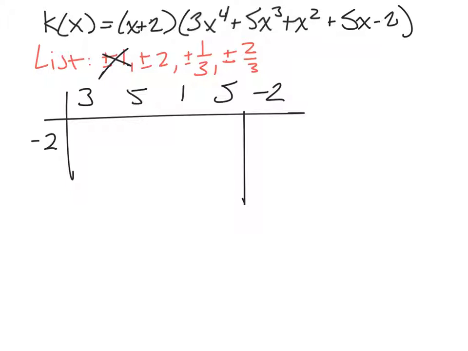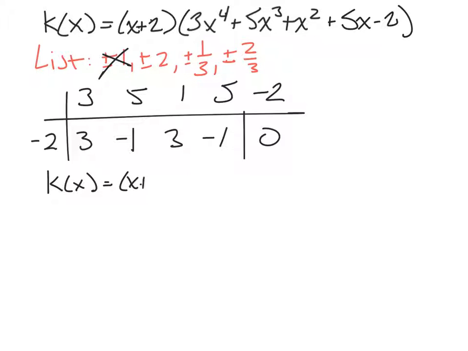But let's try it. Bring down the 3. Negative 6 plus 5 is negative 1. 2 plus 1 is 3. Negative 6 plus 5 is negative 1. And 2 plus negative 2 is 0. And we see that, yeah, we did end up with a second x plus 2 as a factor.